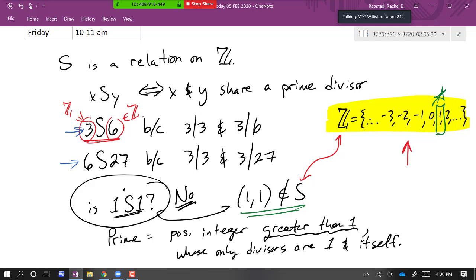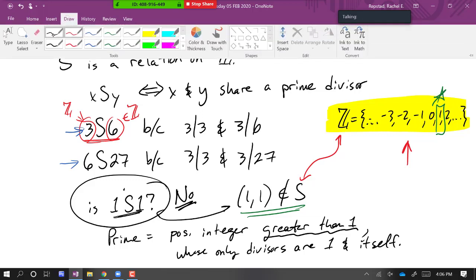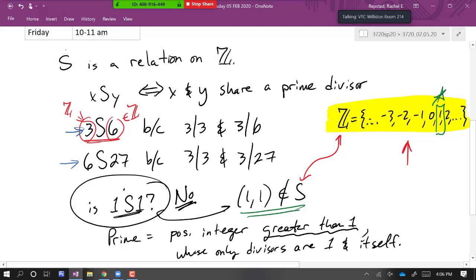But the pair (3, 6) is in S, though. Can somebody find a pair that's not in the set? A pair of integers not related to each other. 5 and 2. They don't share a prime divisor. I mean, pick any two different primes. Or any even number and any odd number won't be related to each other, right? So it's not too hard to find pairs that are not related. The whole thing about it not being reflexive is a subtlety about what primes are.